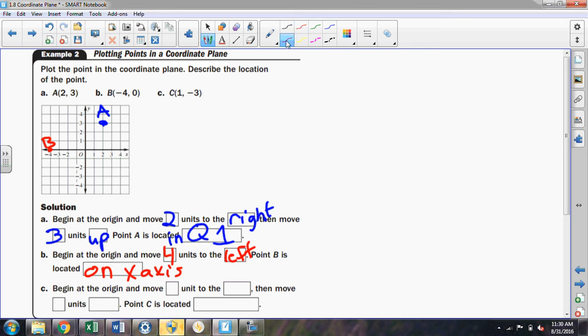Progressing to problem C, with the point 1, -3, we're going to have to go 1 unit to the right, since it was a positive 1 in the x-coordinate. We will have to go 3 units down. And so we would be 1 to the right, down 3. What location is this? Q4. That's located inside quadrant 4.